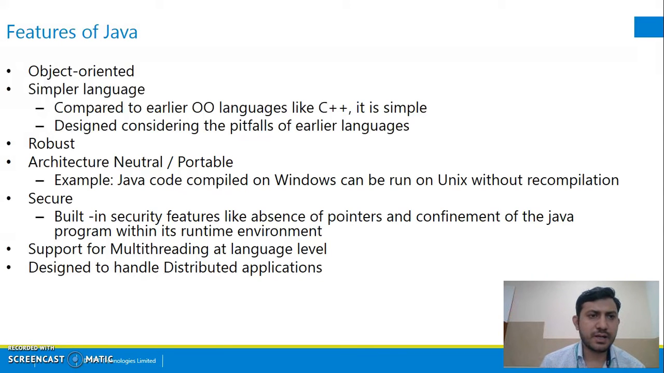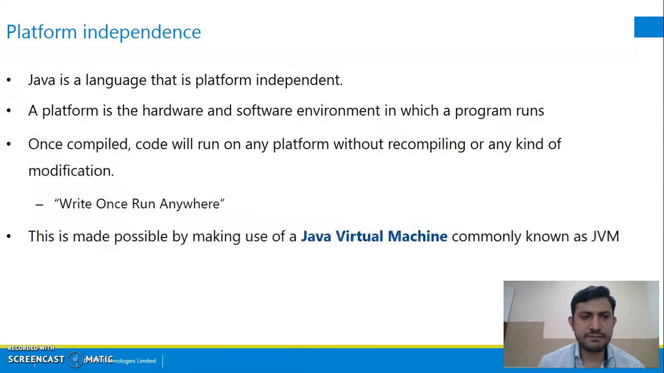So let us understand how Java provides this feature. So Java is a language that is platform independent. The platform is the hardware and software environment in which the application runs. Once compiled, code will run on any platform without recompiling or any kind of modification. Write once, run anywhere concept. And this is made possible by making use of Java Virtual Machine, commonly known as JVM.